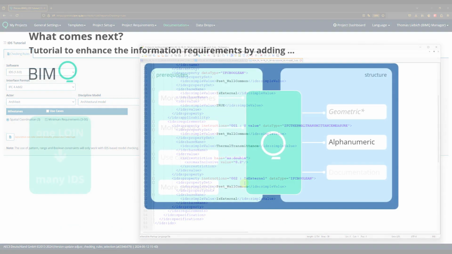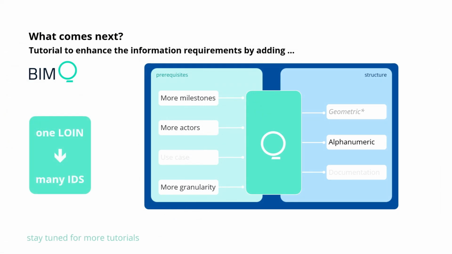This was the first episode. The next one will demonstrate how more milestone actors can be added to generate additional IDS files. Stay tuned.